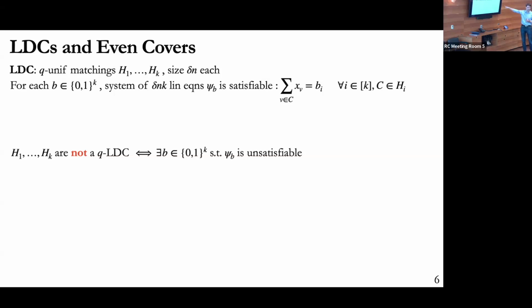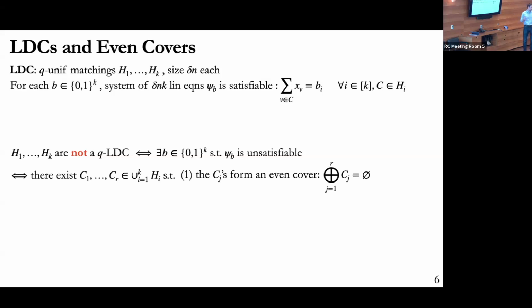So I claim that there exists a B such that the system for B is unsatisfiable if and only if I can find hyperedges C1 through CR in the union of these matchings such that they have the following two properties. The first property is that they form an even cover. This just means that when I take the symmetric difference of these sets, I get the empty set. Equivalently, if I sum up the indicator vectors of these sets mod 2, I get 0. Another way to phrase this is that every vertex v in [n] appears in an even number of these sets. Okay, so that's the first condition. The second condition is that there's some color i, where I think of the hyperedges in the matching H sub i as having color i. So there are k colors, and I look at the sequence of colors that appear in this even cover. And I want some i to appear an odd number of times in that sequence.